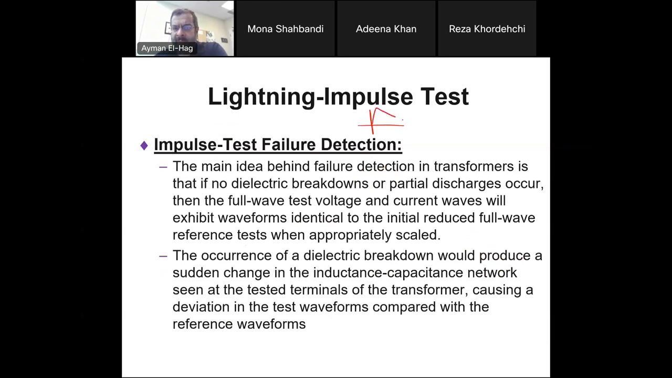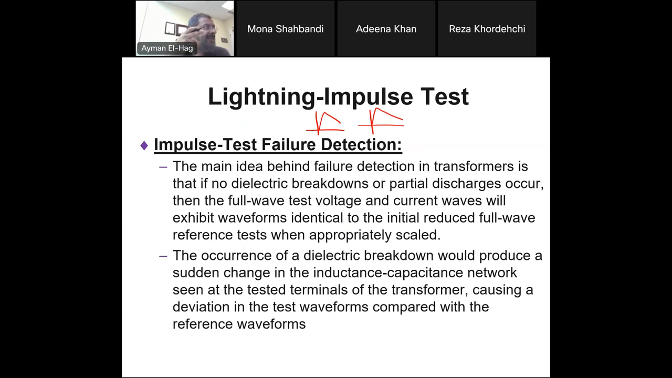So this is my impulse voltage that we apply. If the insulation can withstand it, there is no collapse in the voltage waveform, and the insulation system can withstand these impulses all the time, then this is a good sign. Another sign: we compare the waveforms of the reduced and the full, both the current and the voltage. And if there is no significant change, and the standard says apparent or visible change between the waveforms, then we consider the sample to pass the test.